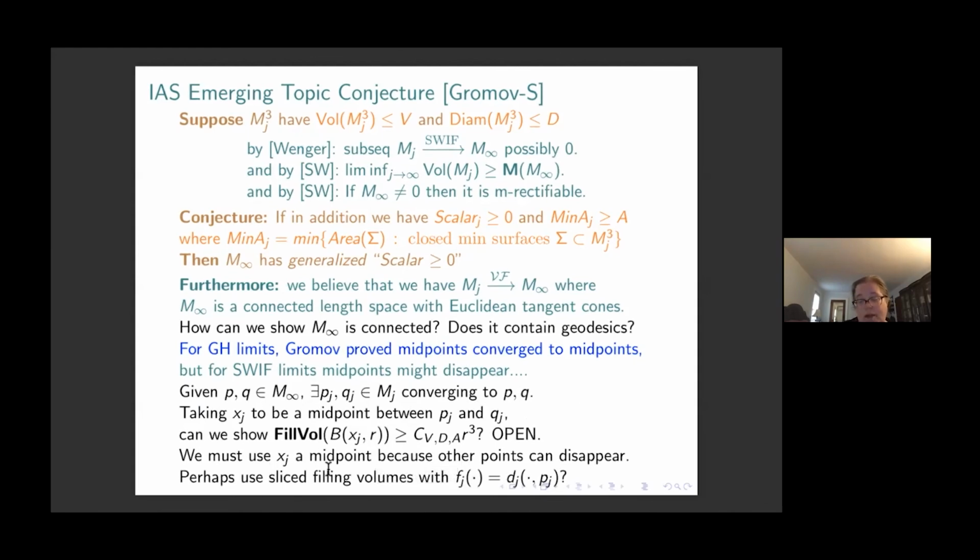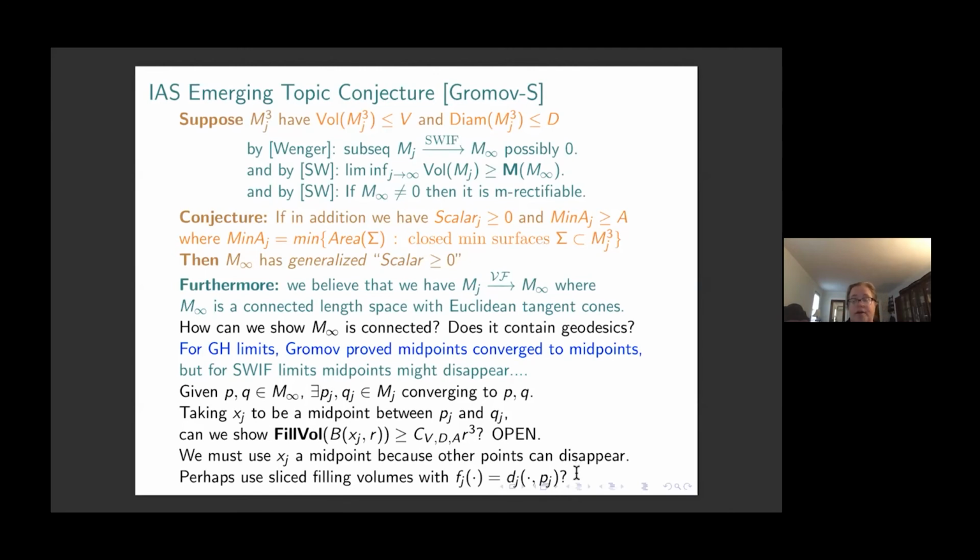And one possible way might not be to use filling volumes of this ball, of this boundary of the ball, because this might be very hard to control, and it's unclear how you could ever use the PJs and QJs are converging to control this. But perhaps we could use slice filling volumes where we take our FJs to be distance to the endpoints. This is kind of like imitating Cheeger-Colding splitting for Ricci curvature. So if we use FJ's distance to one of the endpoints, perhaps we could use a sliced filling volume instead of a filling volume and get things under control that way.